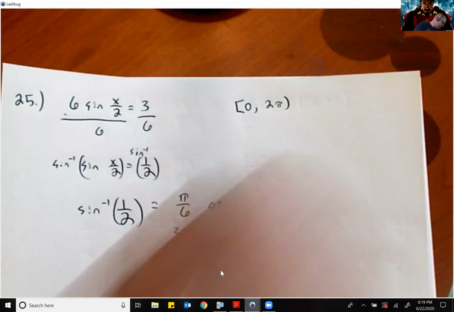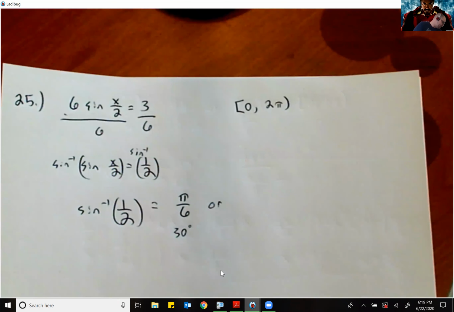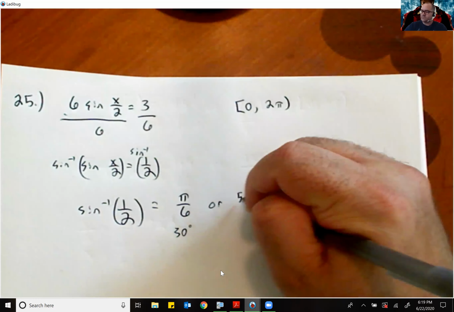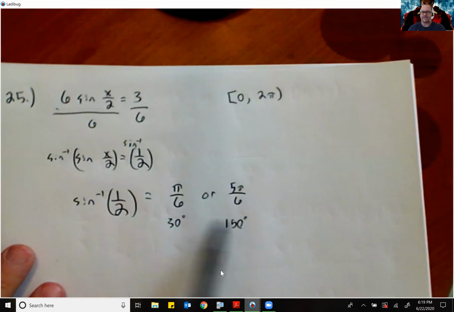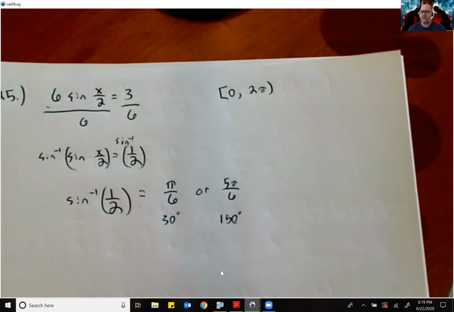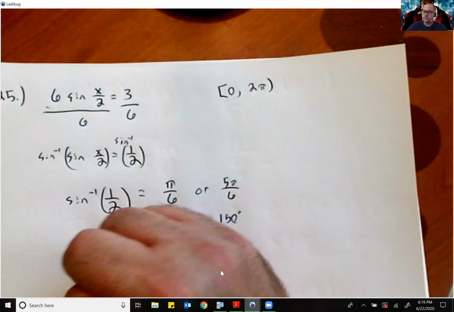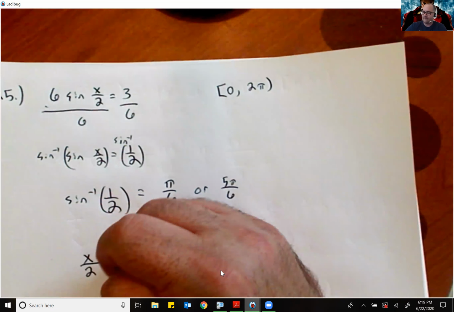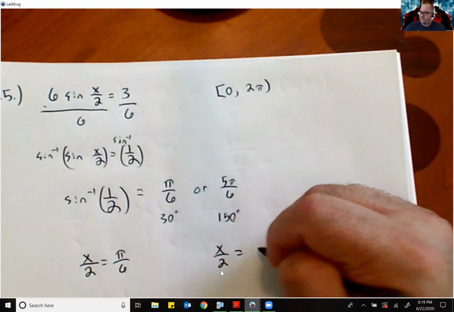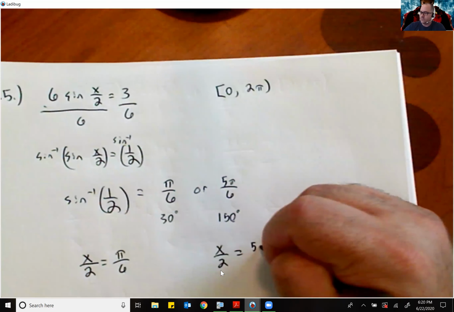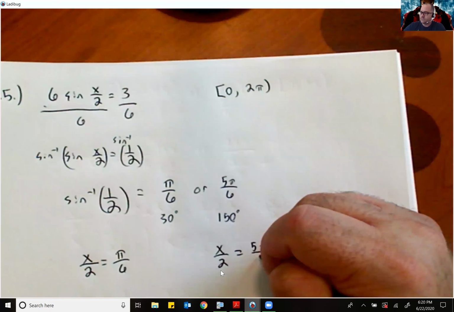And so sine is 1/2 at pi over 6, which is 30 degrees, or at 5 pi over 6, which is 150 degrees. But again, just like last time, that's if this was x. These guys are not equal to x. Both of these answers are equal to x over 2.